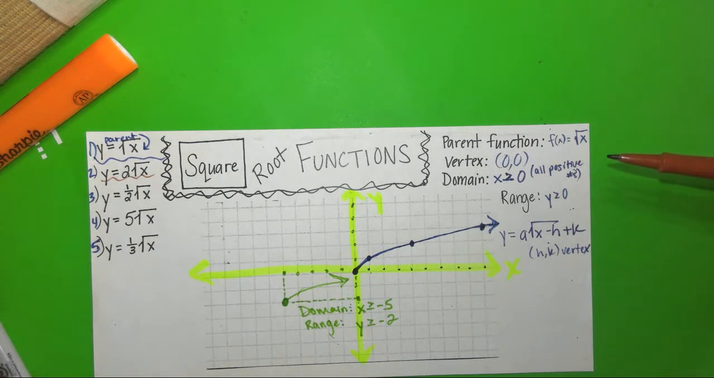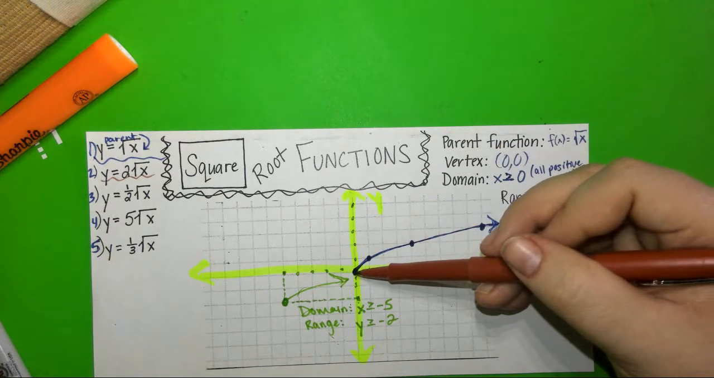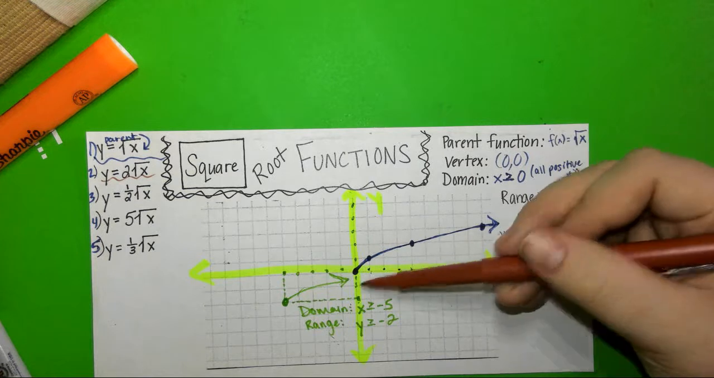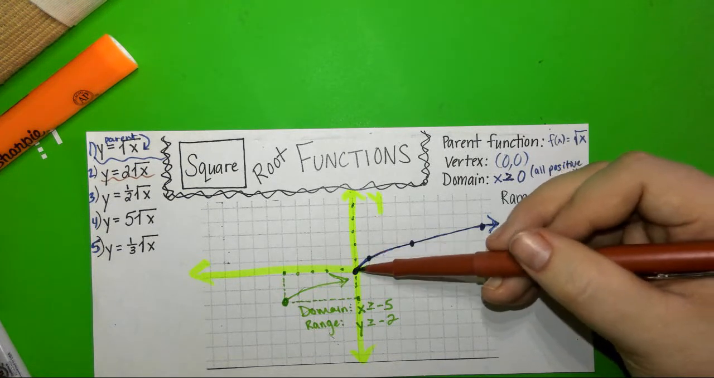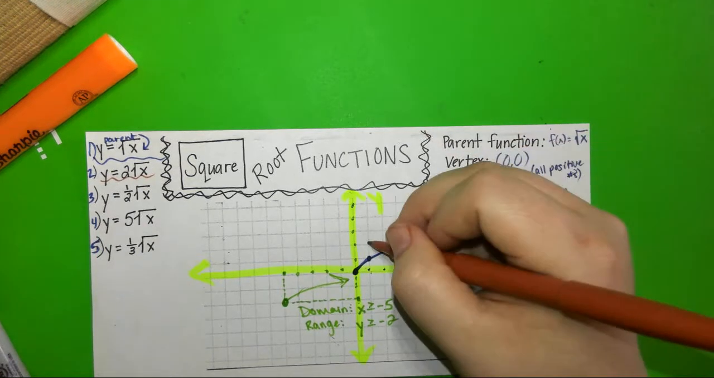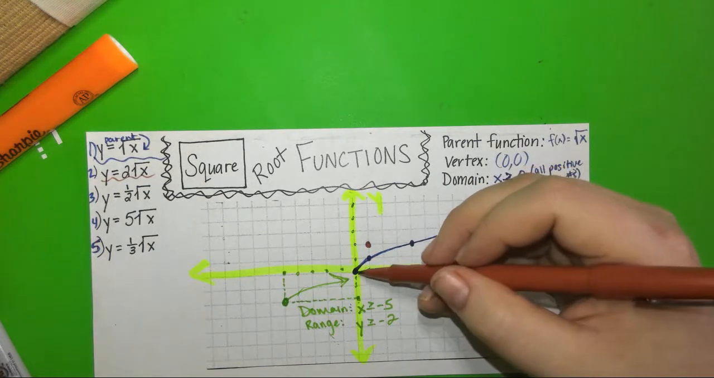It changes what looks like the slope. It's not going to look exactly like the parent function. So we used to go over 1 up 1. But what is 1 times 2? So instead of going over 1 up 1, we're going to go over 1 up 2. Because my A is 2, instead of going over 1 up 1, I go over 1 up 2.